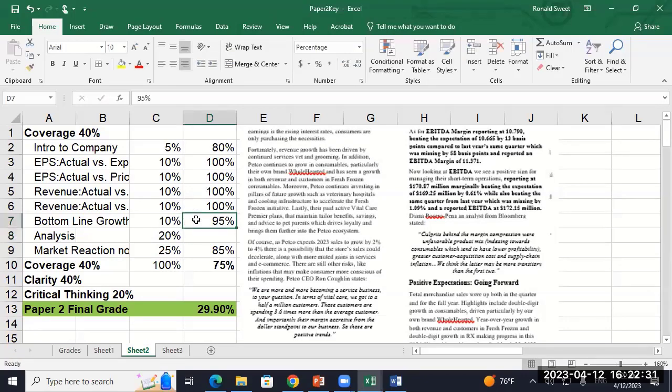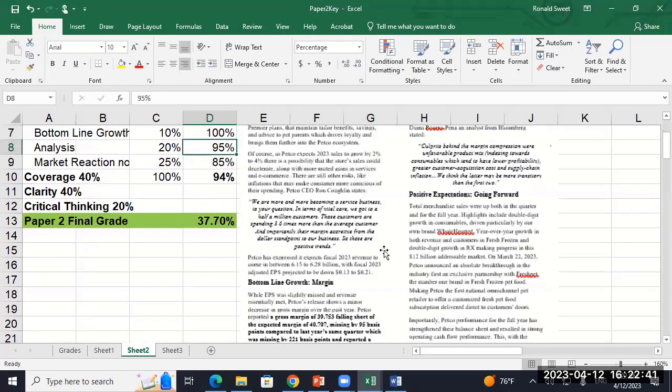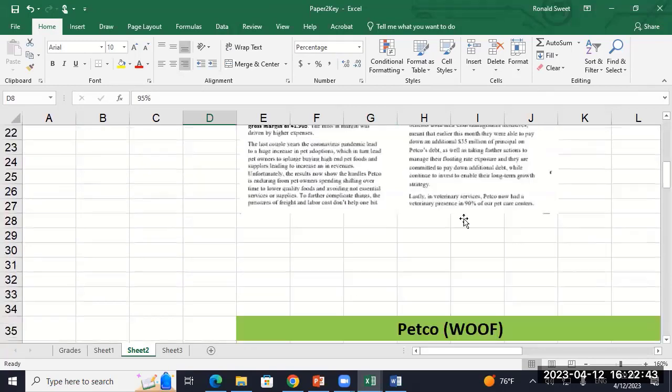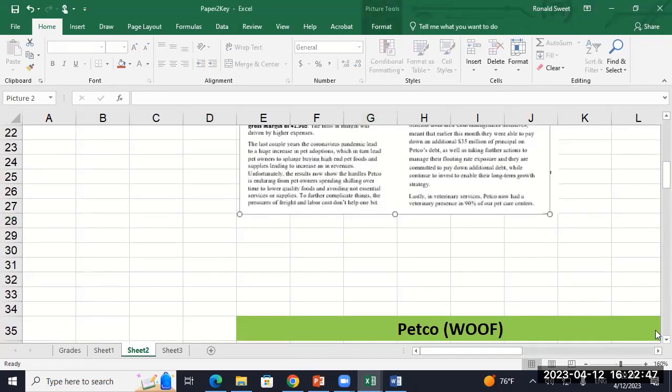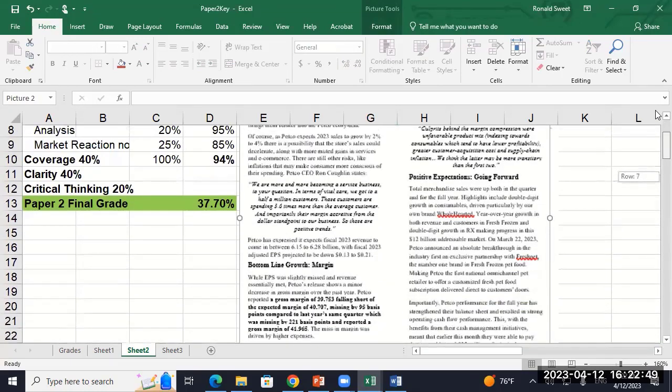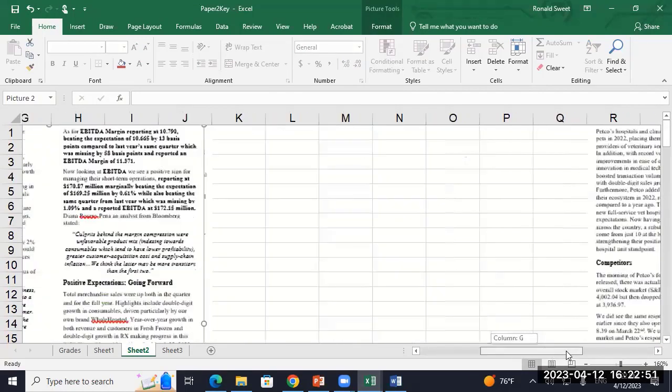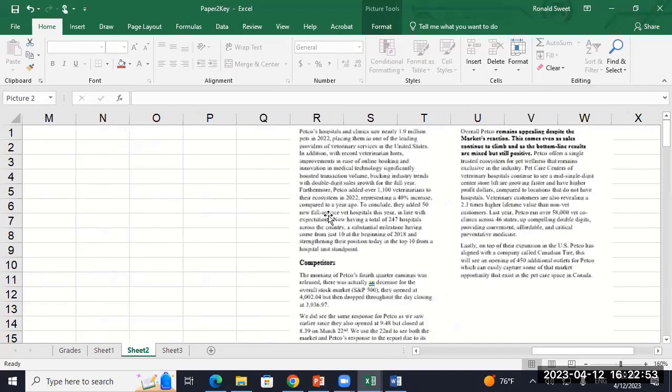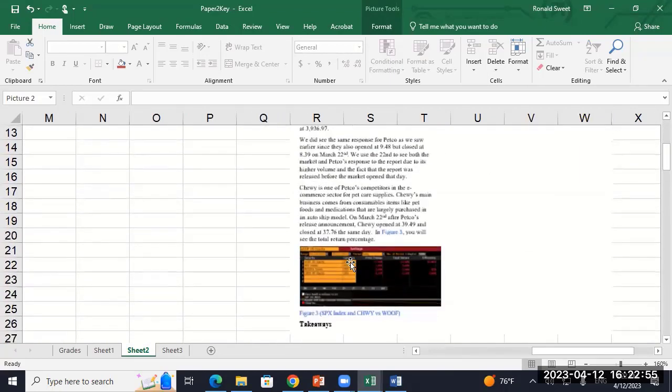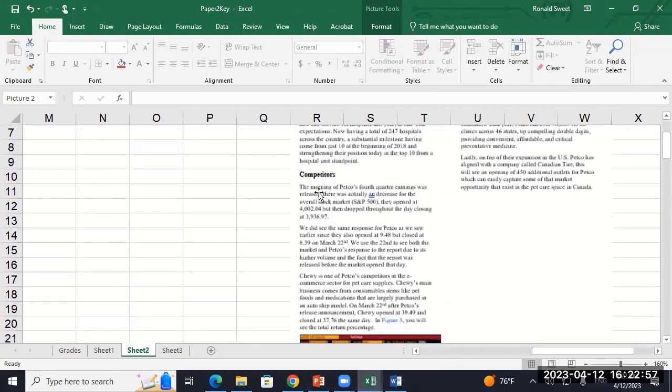So look at EBITDA and EBITDA margins. It looks like she has that covered. I don't have time to go through it in detail. She has some expectations going forward. The only thing is on talking about how the market reacted. So here she talks about it, so she does have that in there.